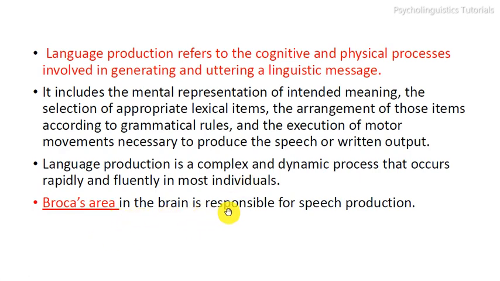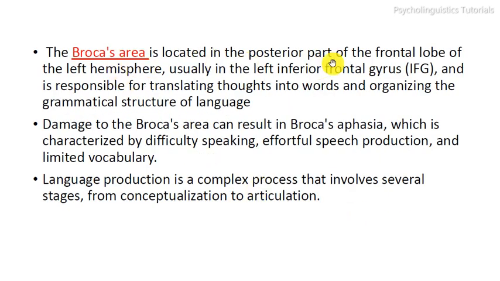Okay, Broca's area in the brain is responsible for speech production. The Broca's area is located in the posterior part of the frontal lobe of the left hemisphere, usually in the left inferior frontal gyrus, IFG, and is responsible for translating thoughts into words and organizing the grammatical structure of language. Damage to the Broca's area can result in Broca's aphasia, which is characterized by difficulty in speaking, effortful speech production, and limited vocabulary. Okay, language production is a complex process that involves several stages from conceptualization to articulation.